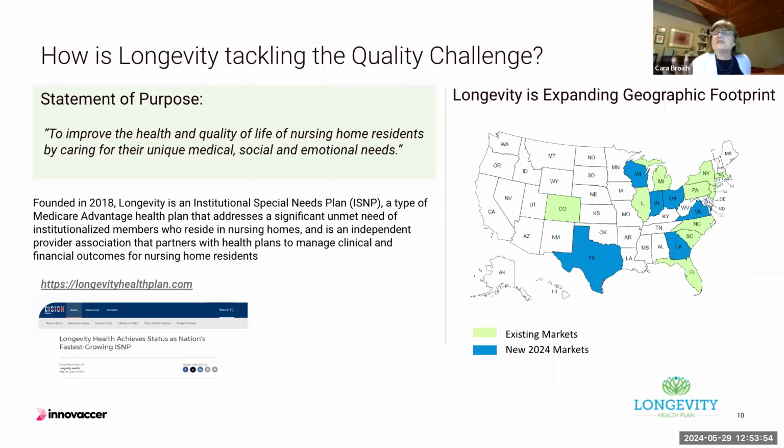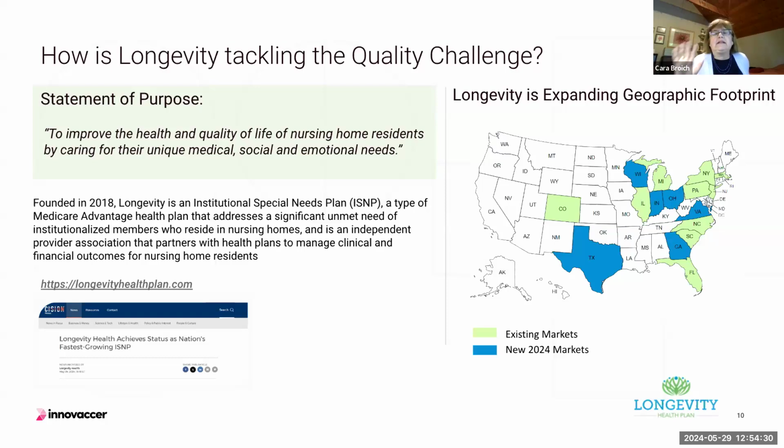Thank you. The slide that you're seeing here is just a little bit about Longevity, because a lot of people are not familiar with special needs plans for the institutionalized members. So this is really just for your information. You can see all the colored states are where we have health plans. Each state has a different H contract, so I have a lot of H contracts to be monitoring. And each state is uniquely different. I cannot say that what works in Wisconsin is going to work in Florida.